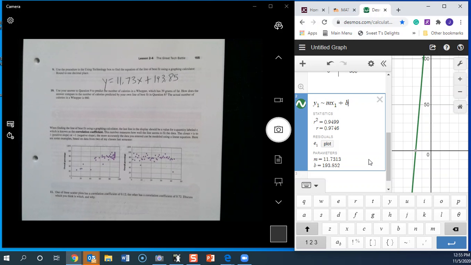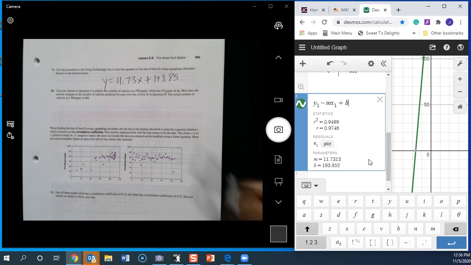Okay, so now, with that being said, we go to problem 10. It says, use your answer to question 9 to predict the number of calories in a Whopper which has 39 grams of fat. How does the answer compare to the number of calories predicted by your own line of best fit? The actual number of calories in a Whopper is 660. Now, when we actually did this, we came up with 692, so we were 32 above it.